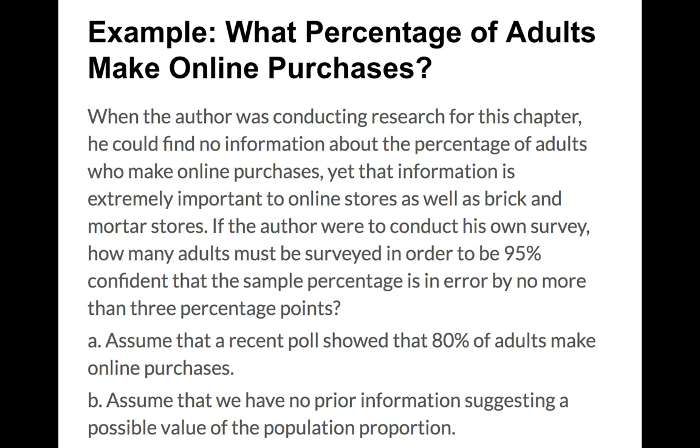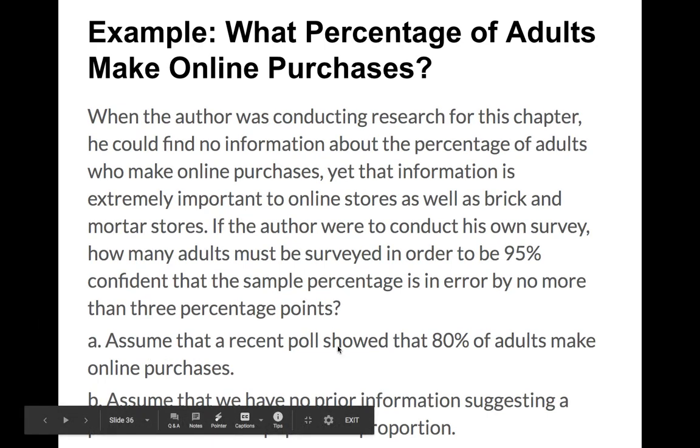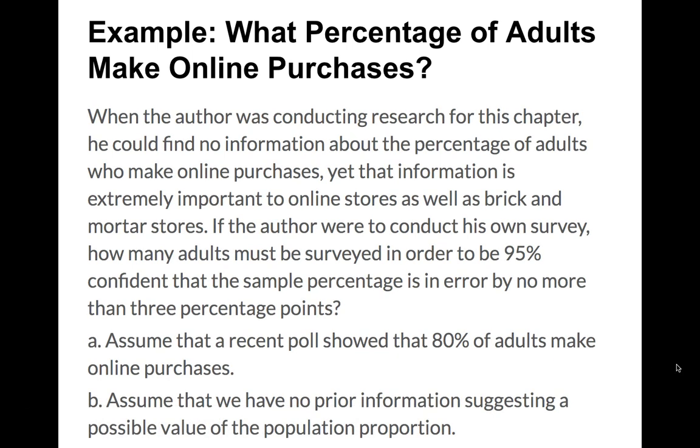So this gives a nice little story here about making online purchases, and we want to construct a confidence interval. It's 95% confident to contain the true proportion of people that make online purchases. Now, we've got 2 cases. First case is assuming that a recent poll showed 80% of adults make online purchases. And the second situation is assume we have no other information.